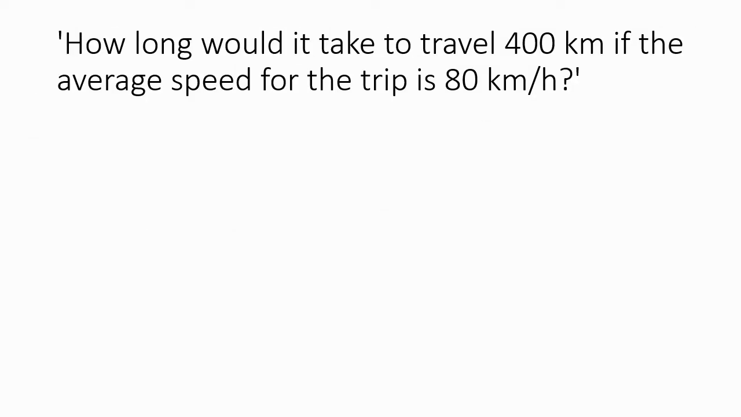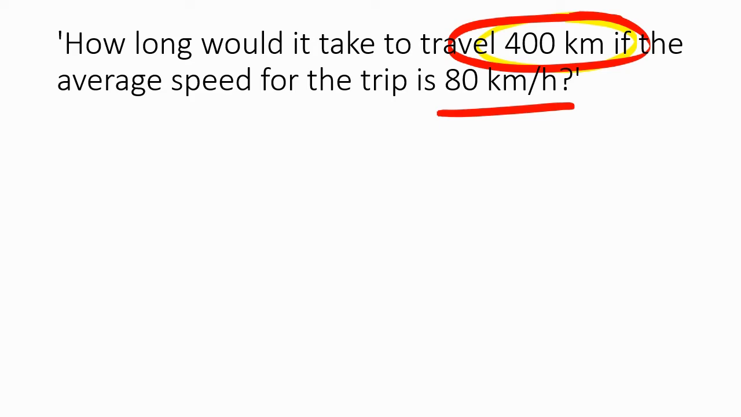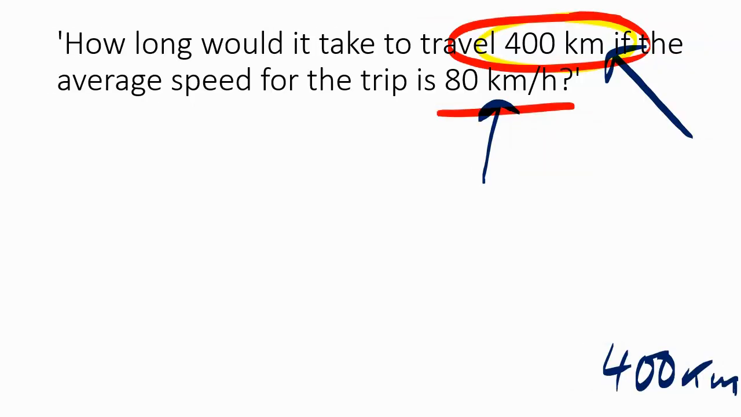Okay, and here we go. Look, here's another question for us. How long would it take to travel 400 kilometers if the average speed for the trip is 80 kilometers per hour? So this time, here's our distance, 400 kilometers is our goal, and the speed we're going is 80 kilometers per hour, which means obviously we go 80 kilometers every hour on the road. Okay, let's have a go. There's our target, 400 kilometers.